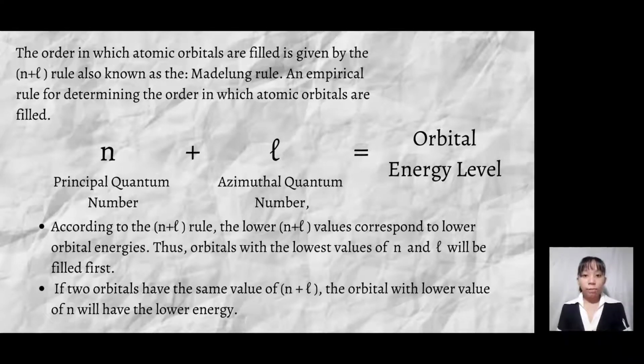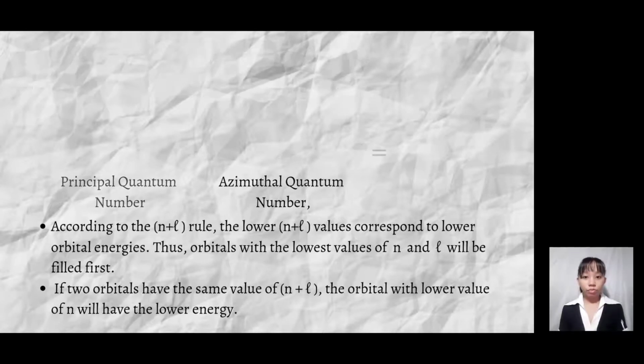Mathematically, the dependence of the energies of the orbitals on n and l is quite complicated, but two simple rules are stated. According to the n plus l rule, lower n plus l values correspond to lower orbital energies. Thus, orbitals with the lowest values of n and l will be filled first. The other rule is, if two orbitals have the same value of n plus l, the orbital with the lower value of n will have the lower energy.